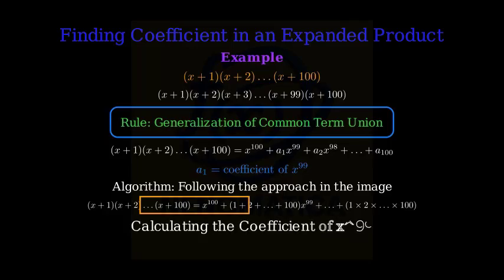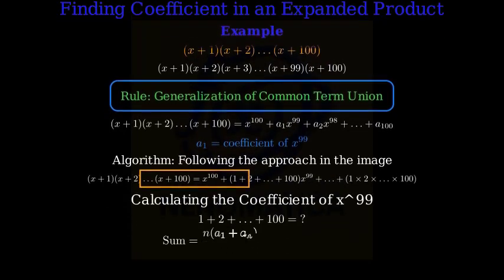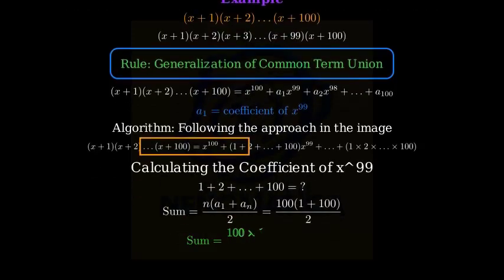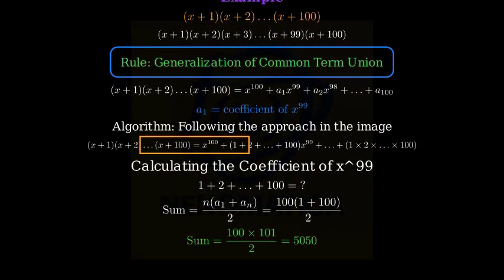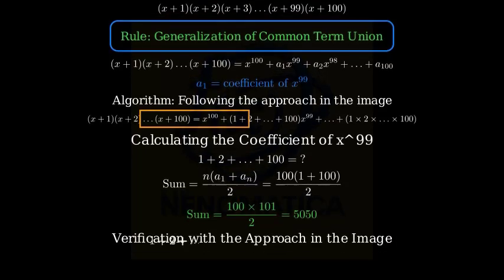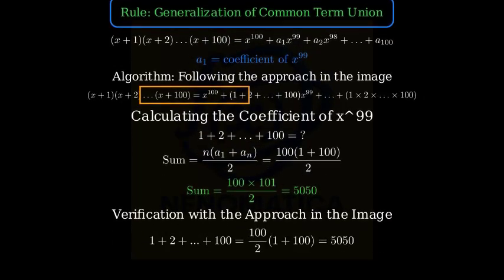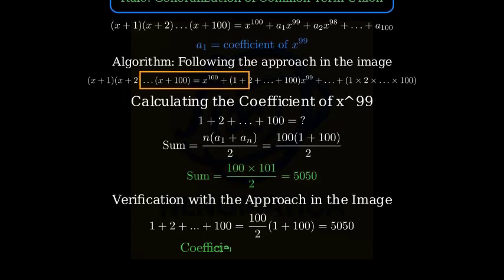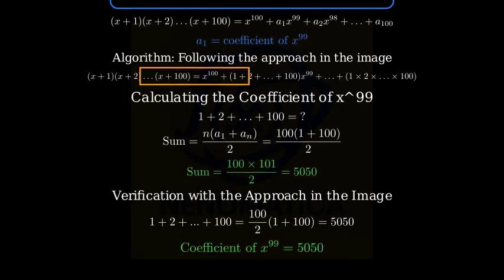Looking at the approach shown in the image, we can see that it confirms our calculation. The sum of the first 100 natural numbers equals 100 divided by 2 times (1 + 100), which equals 5050. Therefore, the coefficient of x to the power of 99 in the expanded form of (x + 1)(x + 2)...(x + 100) is 5050.